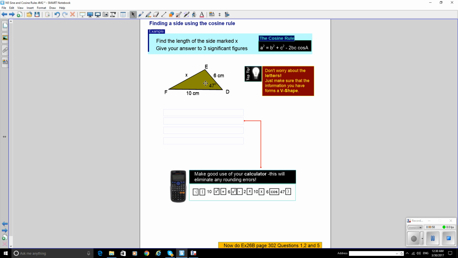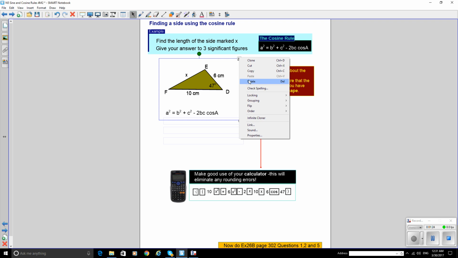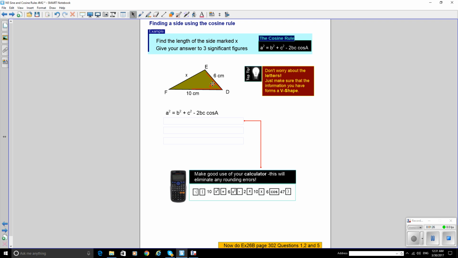Unlike the previous examples, we don't have a pair that we can use. By pair I mean an angle and its corresponding side, so we can't use a sine rule. First thing I would say is, once you've decided that you're using the cosine rule, write it down, and at this point don't worry about the letters, just make sure that you've got the information that forms a V shape, like so. So here we've got the angle and the two sides, so that's the information we have forming a V shape, and we'll try to figure out the length of the side opposite the angle.